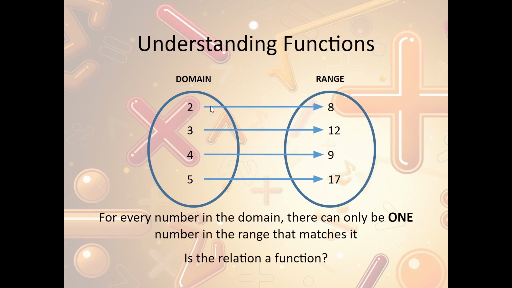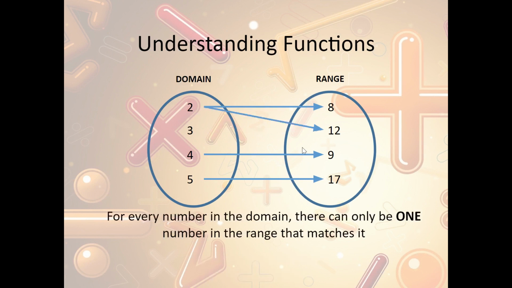So if I look at this, I can see that my 2 is only mapped to 8. I can see that 3 is only mapped to 12, 4 is only mapped to 9, and 5 is only mapped to 17. So therefore, this is a function because there's no split. I don't see 2 going to 2 different places. Let's look at another example.